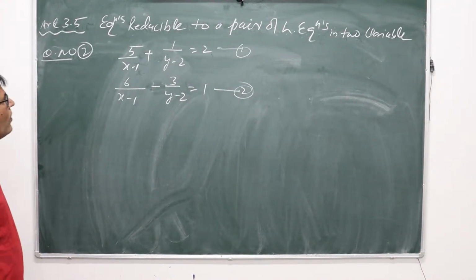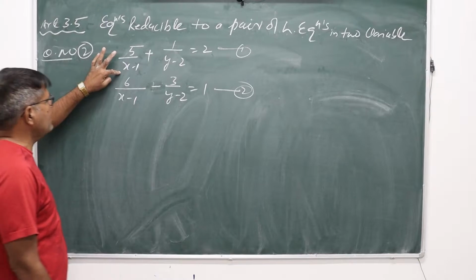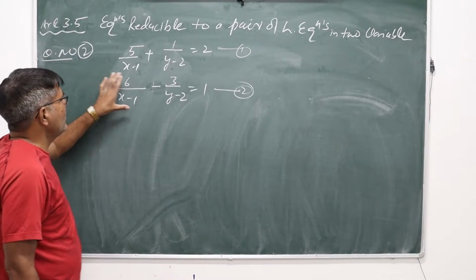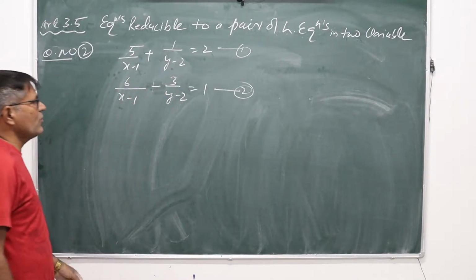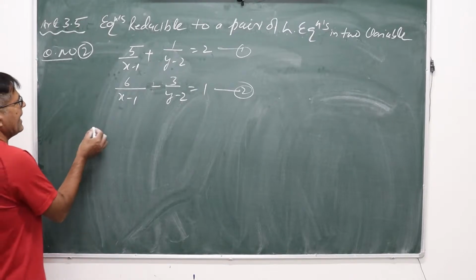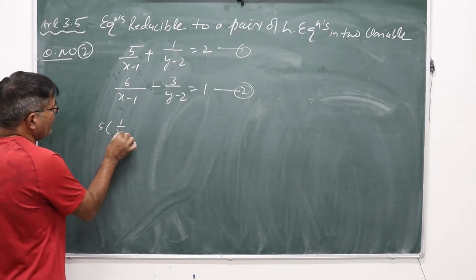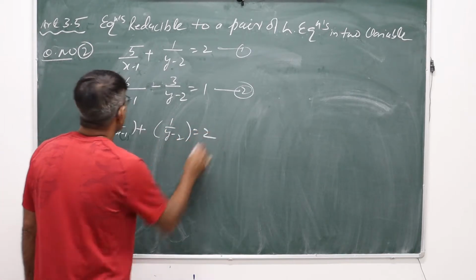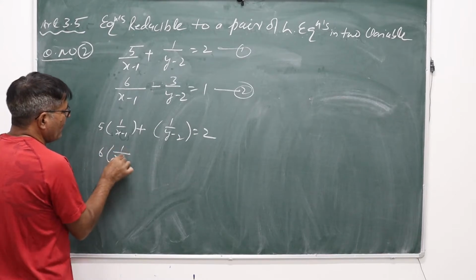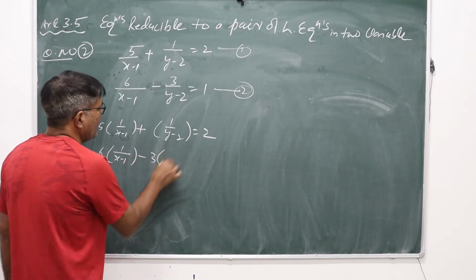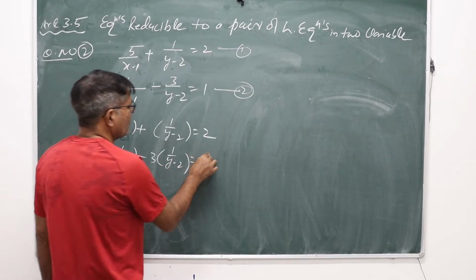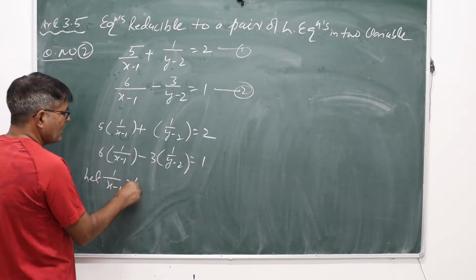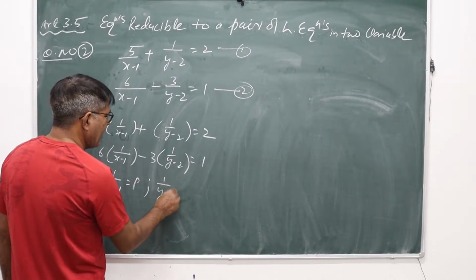Next question is solve the following system where the system is 5 upon x minus 1 plus 1 upon y minus 2 is equal to 2 and 6 upon x minus 1 minus of 3 upon y minus 2 is equal to 1. These two equations can be written as first 5 into 1 upon x minus 1 plus 1 upon y minus 2 is equal to 2. Second 6 into 1 upon x minus 1 minus of 3 into 1 upon y minus 2 is equal to 1.